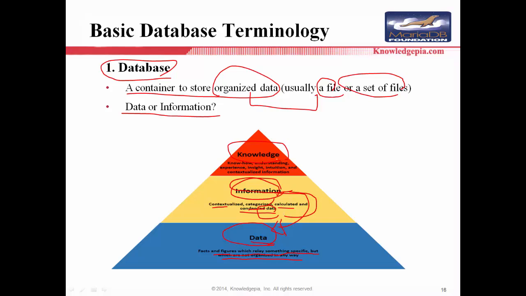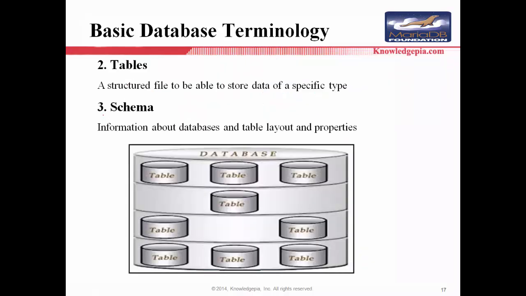This is a kind of data, but organized. And knowledge means know-how, understanding, experience, insight, intuition, and contextualized information. So where does knowledge come from? Information. So for the database, we need to organize the data from here.